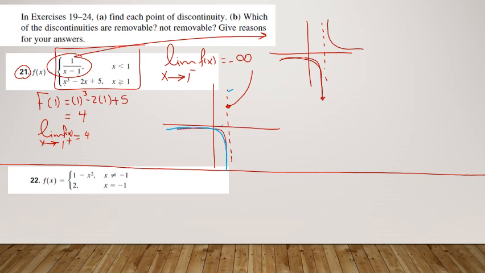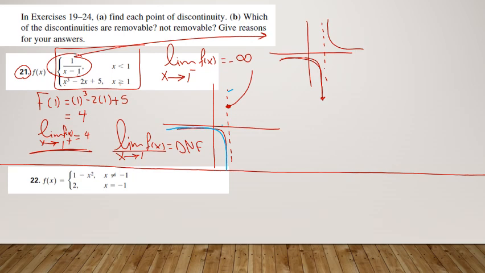So is the function continuous at x equal to 1? No, the function is discontinuous at x equal to 1. Why? Because the limit from the left is not equal to the limit from the right. Because the limit as x approaches 1 for the function does not exist. So the limit is not equal to the function.